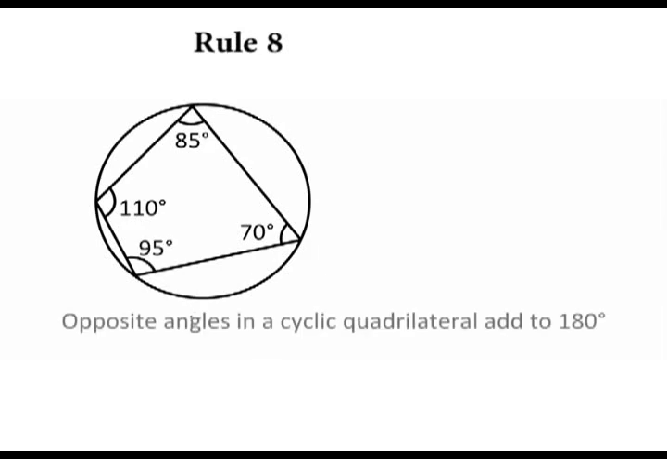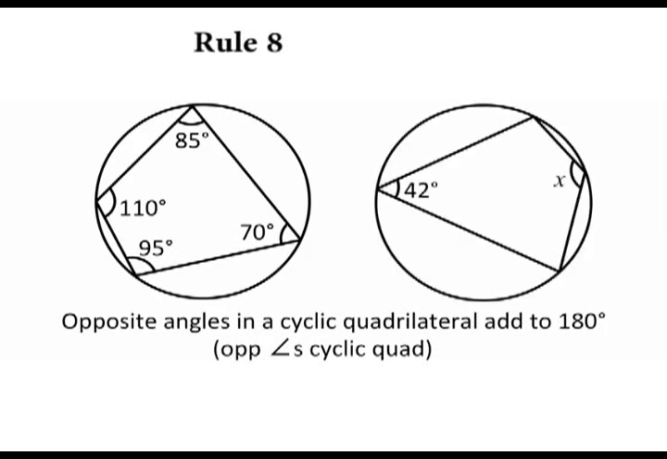So the opposite angles of a cyclic quadrilateral are supplementary. In shorthand, you can say opposite angles of a cyclic quadrilateral. Looking at an example here, if I told you that this angle is 42 degrees, you can surely work out x. The two angles are supplementary because it is a cyclic quadrilateral, so x must be 138 degrees.